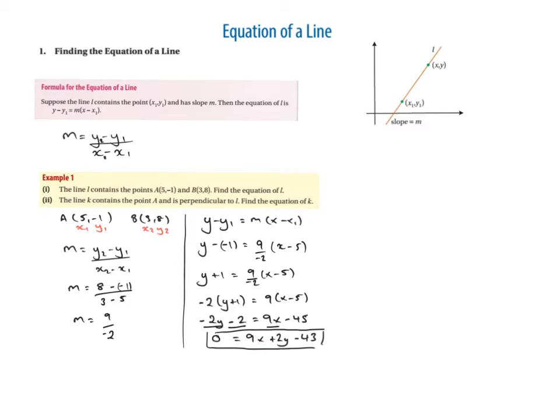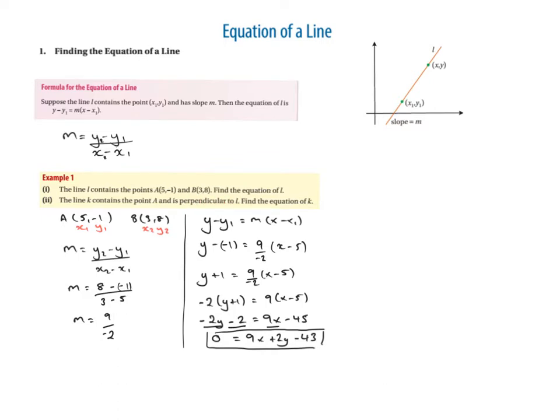Okay, let's have a look at the second part of this particular question. It says the line K contains the point A and is perpendicular to L. Find the equation of K. So let's just go through that slowly. K contains the point A, which is great, so we know that A is on it. It's perpendicular to L. Well, if it's perpendicular to L, then we know that m1 times m2 is equal to negative 1. So this is important. The perpendicular bit of this problem is important. And then we've got to find the equation of K.